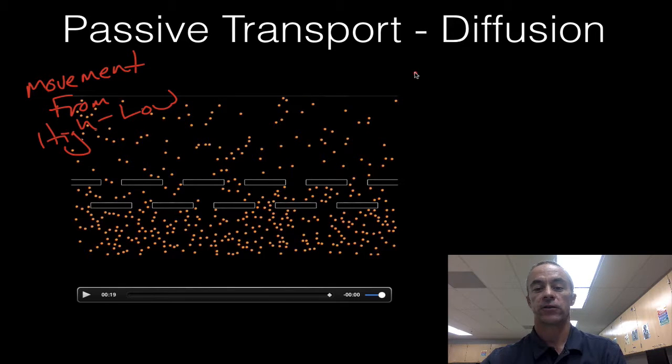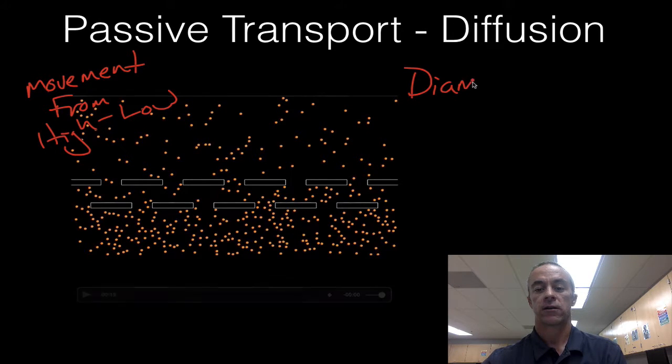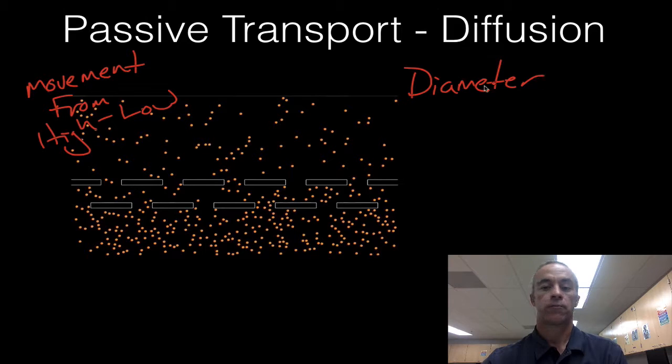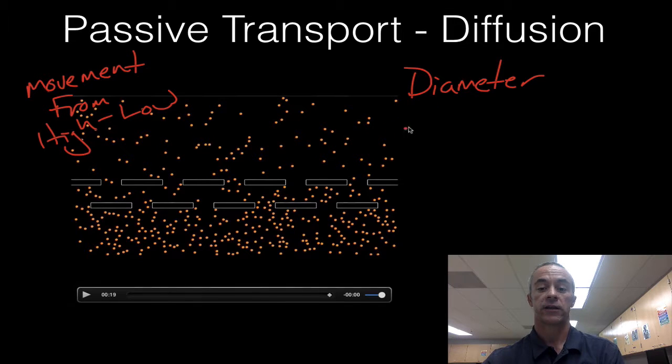And the first of those is diameter. So bigger objects are going to diffuse more slowly. Smaller objects are going to diffuse more quickly.